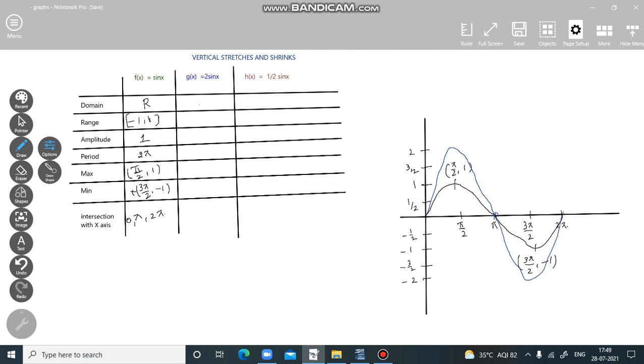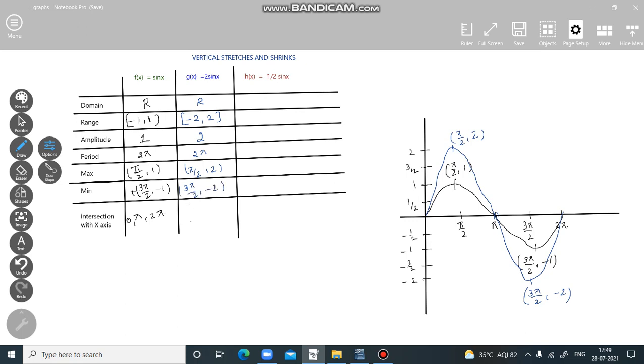So let us now decide about the domain, range, etc. Domain is the set of all real numbers. Range will be -2 to +2, both inclusive. Amplitude is 2. Period is 2 pi. We are able to see that it intersects the x-axis at the same points as sin x. The maximum will be reached at pi by 2 and the maximum value will be pi by 2 comma 2, and the minimum value will be 3 pi by 2 comma -2. So the maximum and the minimum are pi by 2 comma 2 and 3 pi by 2 comma -2.